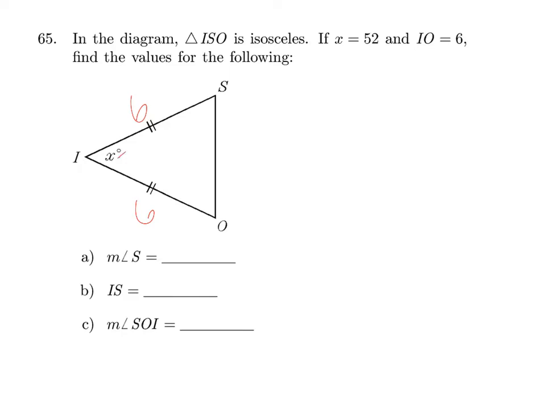This is 52 degrees. What is the measurement of angle S? What is IS? Okay, IS, that's easy. That's 6, because those sides are congruent.